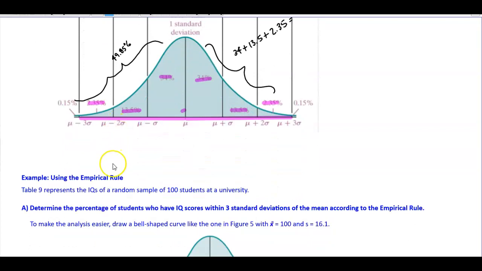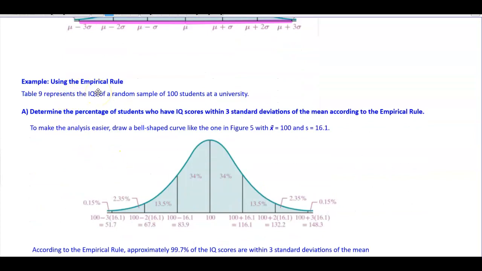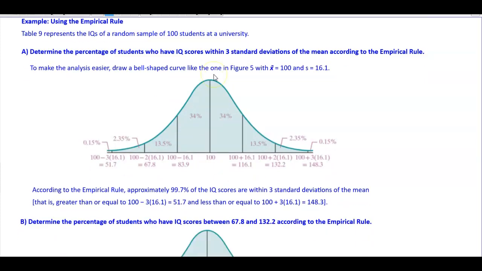So we're going to use this figure in our next example. We're going to use the empirical rule. Table 9 represents the IQs of a random sample of 100 students at a university. For part A, we're going to determine the percentage of students who have IQ scores within 3 standard deviations of the mean according to the empirical rule. To make the analysis easier, you draw a bell-shaped curve like the one below here with a mean of 100.